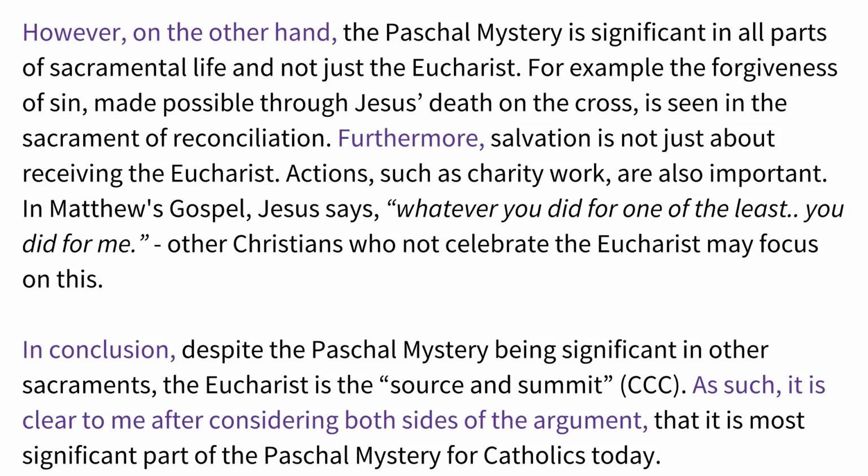For example, the forgiveness of sin made possible through Jesus' death on the cross is seen in the sacrament of reconciliation. Furthermore, salvation is not just about receiving the Eucharist. Actions such as charity work are also important. In Matthew's Gospel, Jesus says, "Whatever you did for one of the least, you did for me." Other Christians who do not celebrate the Eucharist may focus on this. In conclusion, despite the Paschal mystery being significant in other sacraments, the Eucharist is the source and summit. As such, it is clear to me, after considering both sides of the argument, that it is the most significant part of the Paschal mystery for Catholics today.